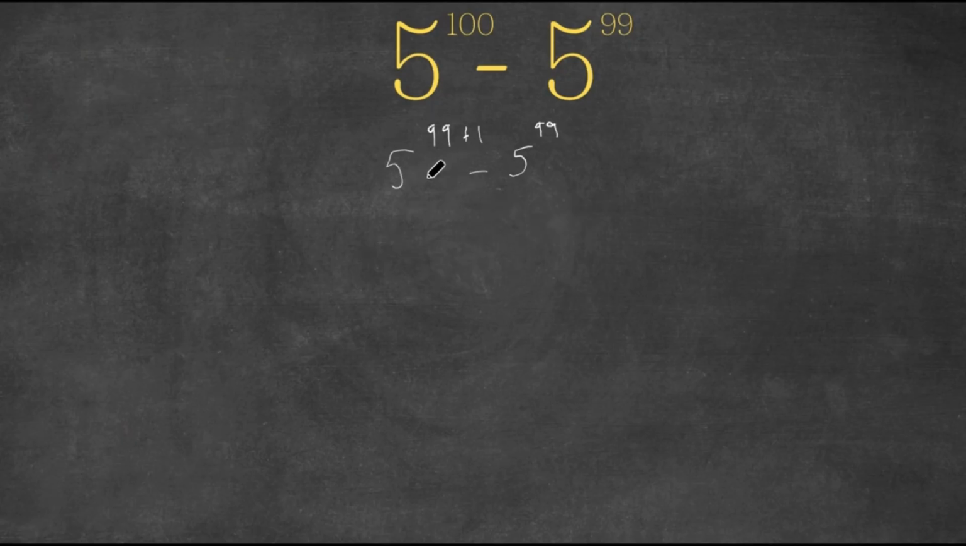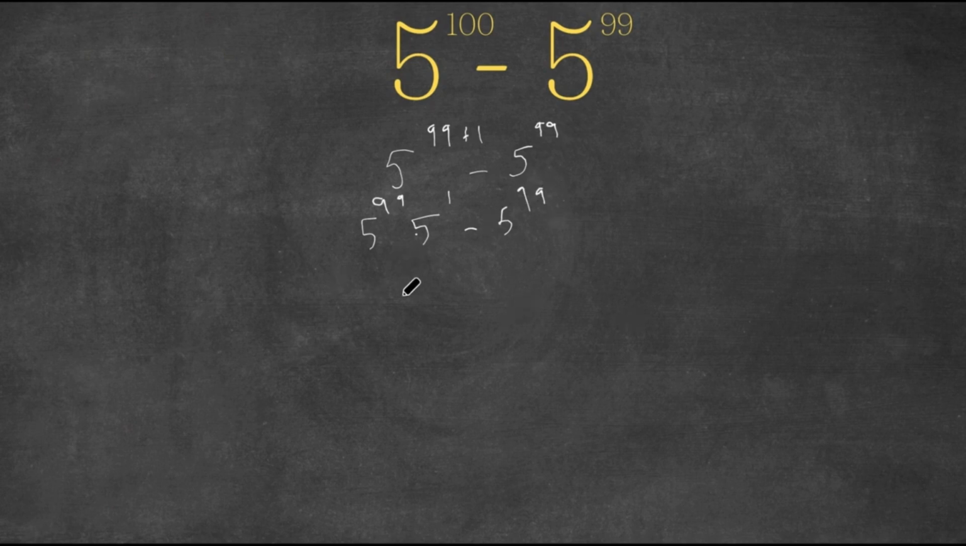So let's convert 5 to the power of 99 plus 1 into 5 to the power of 99 times 5 to the power of 1. And we're still subtracting this with 5 to the power of 99.